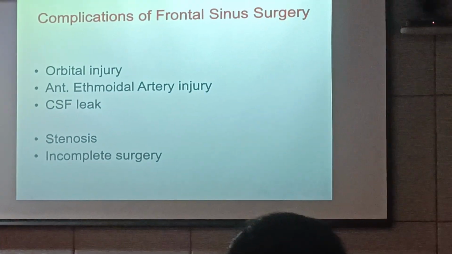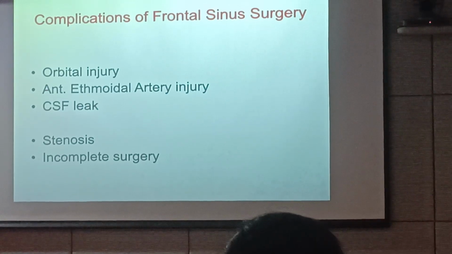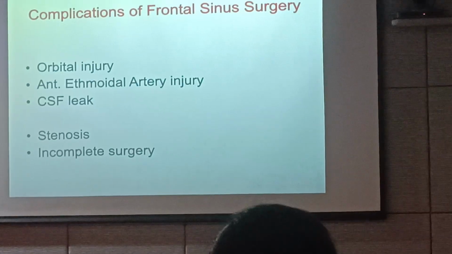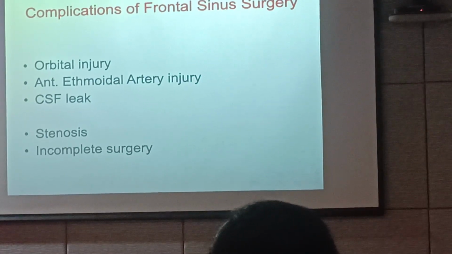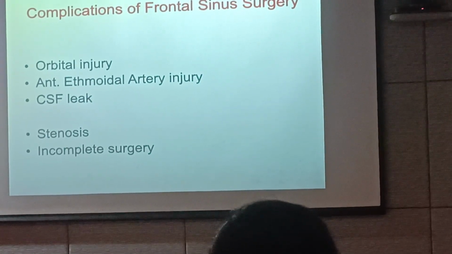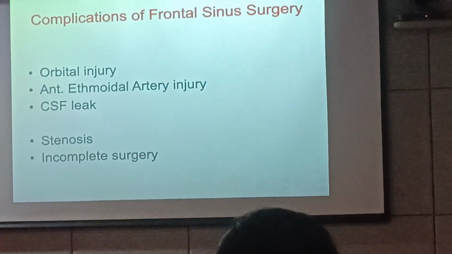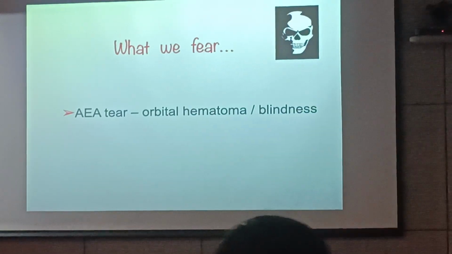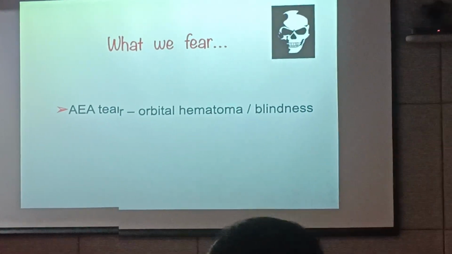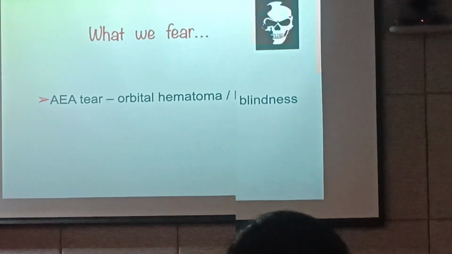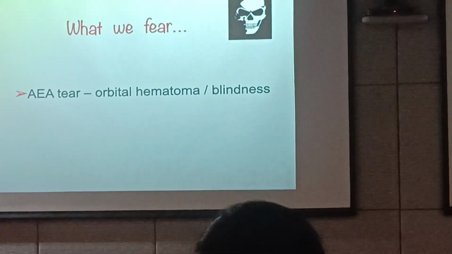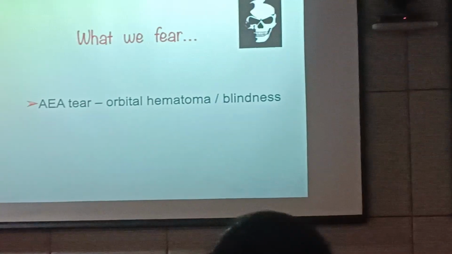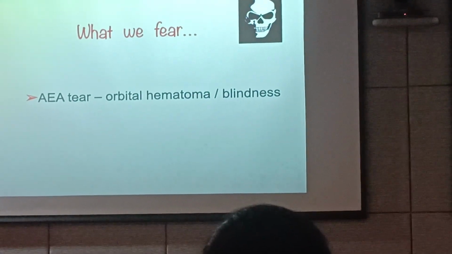Which is the most common complication that occurs in frontal recess surgery? Which of these is the most common? CSF leak? No. Stenosis? No. Incomplete surgery. Incomplete surgery is the most common. And what we fear is the anterior ethmoidal artery, because we are worried about blindness. The artery belongs to the internal carotid system, but it's a very small artery.